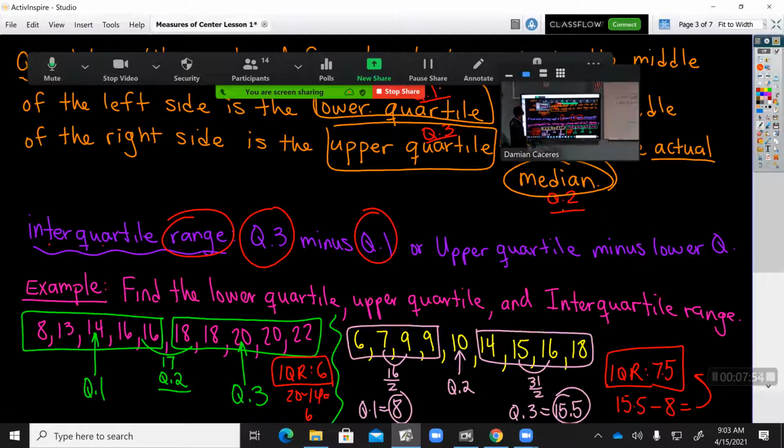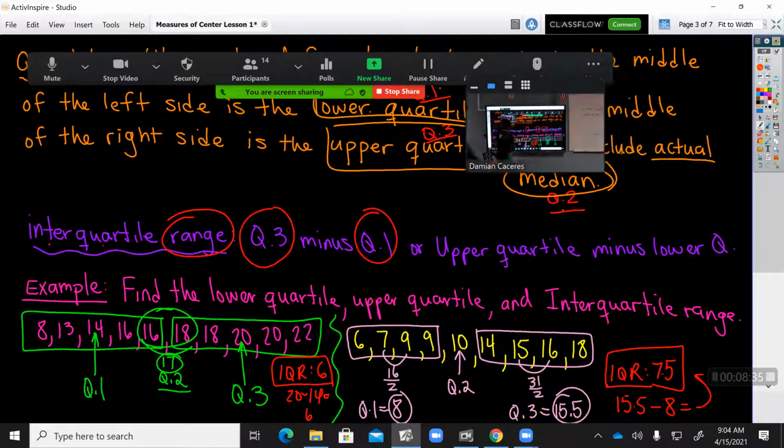So here in the bottom, we have the examples. Please pay attention to these examples. So over here, we have 10 total values on the first example. If you have 10 total values, that means that you have an even amount of numbers. So if you have an even amount of numbers, that means there's going to be 2 in the middle. Whenever there's 2 in the middle, you're going to add them up and divide by 2. So 16 plus 18 is 34, divided by 2 is 17. So that tells you that the median, or Q2, is 17.